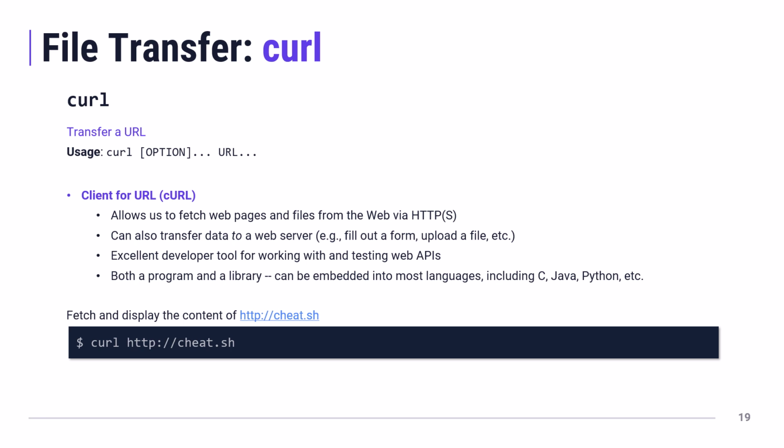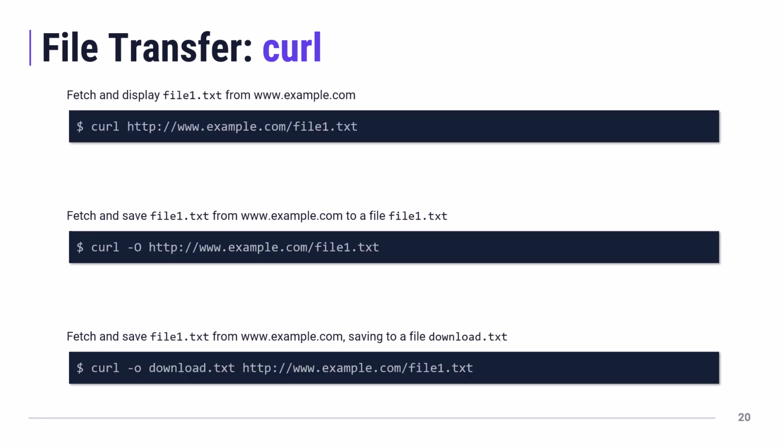So the simplest use of curl is simply to type curl and then give it the URL that you are looking to download. If I wanted to download, say, file1.txt from www.example.com, then I would type curl and give it that URL, and it will fetch it and it will display it by default to the screen. It's not actually going to save it to a file.